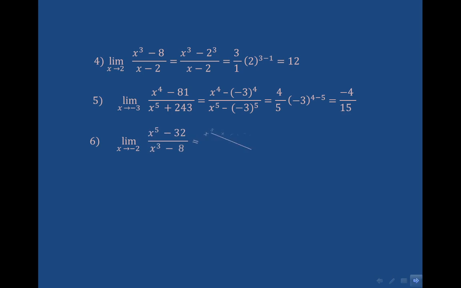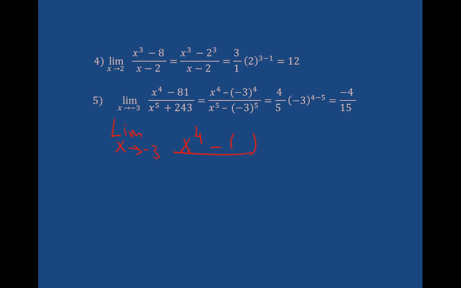Limit when x tends to negative 3 of the algebraic fraction function x power 4 minus 81 over x power 5 plus 243. Take care. Limit when x tends to negative 3. The numerator here is x power 4.